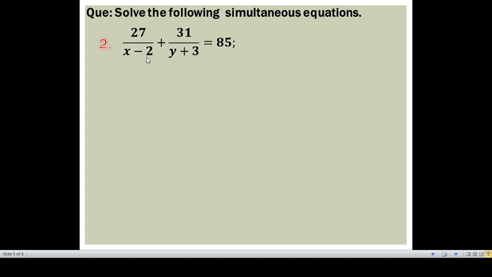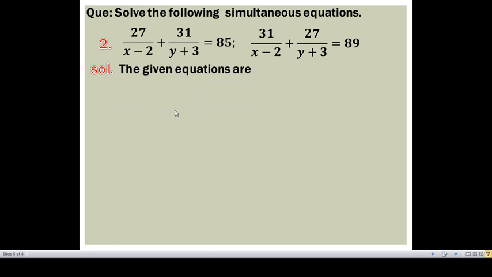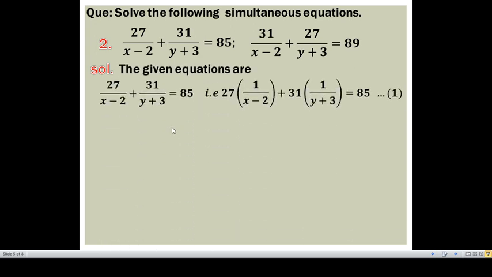27 upon x minus 2 plus 31 upon y plus 3 is equal to 85, and 31 upon x minus 2 plus 27 upon y plus 3 is equal to 89. Now write both equations below each other and make some adjustment, taking 27 into 1 upon x minus 2 plus 31 into 1 upon y plus 3 is equal to 85.